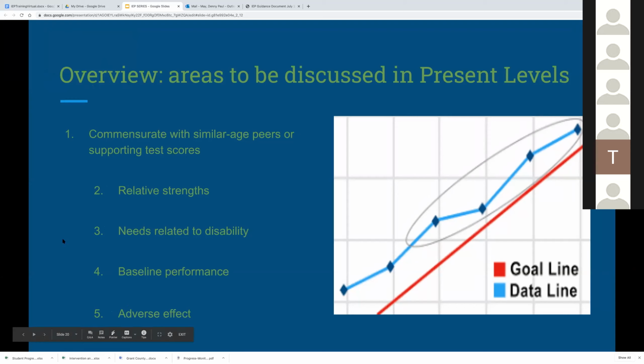So as you see right here, the overview of areas to be discussed in present levels, commensurate with similar age peers, or supporting test scores. We could mark that box commensurate, right? And if we do that, you can also put information in there, but you're not responsible for all of these things. But when we're talking about academic performance, social emotional, general intelligence, if we're talking about those types of areas of present level, then we're going to be responsible for them.